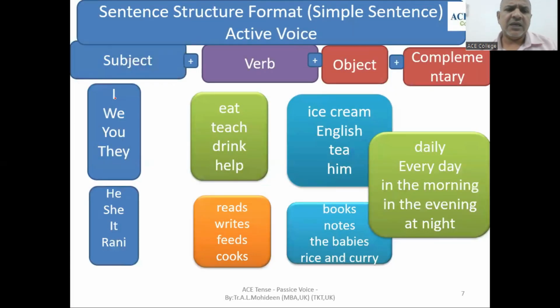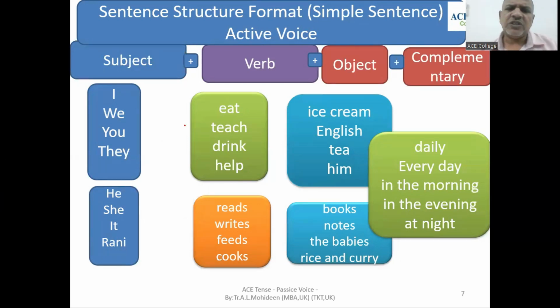Simple present tense here. I eat ice cream daily. We teach English every day. You drink tea in the morning. They help him every day. So he reads books every day. So she writes notes daily. Rani cooks rice and curry daily.